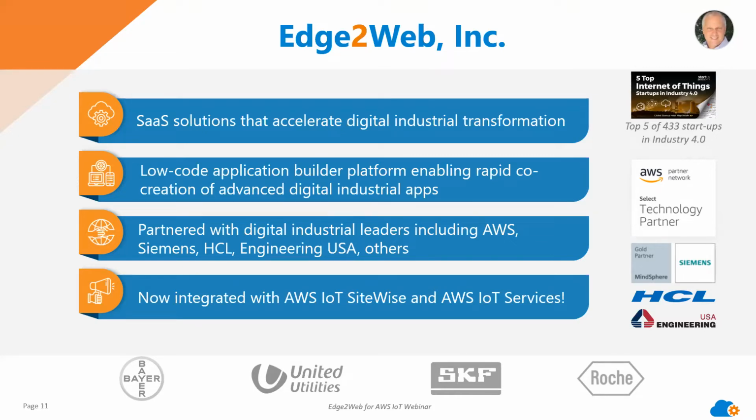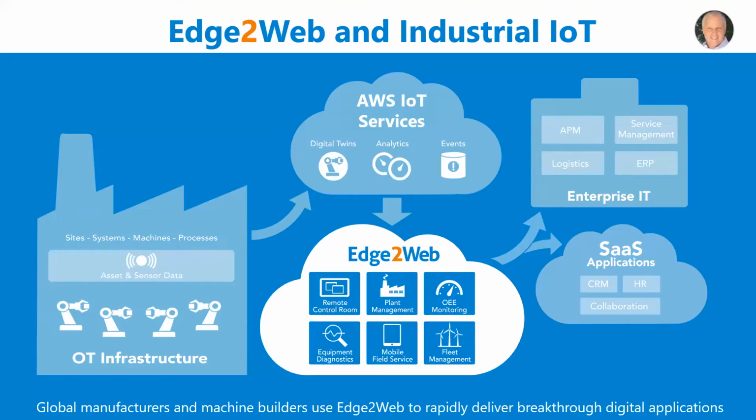We're going to see a couple of those components in action during the demo. Our products are designed to run on top of leading IIoT platforms and today support both AWS IoT and Siemens MindSphere. Our mission is to provide products that enable customers and partners to build innovative digital applications using AWS IoT and MindSphere without requiring app builders and industrial domain experts to master all of the complexity of those platforms. So when you think of Edge2Web, think power, simplicity, and speed.